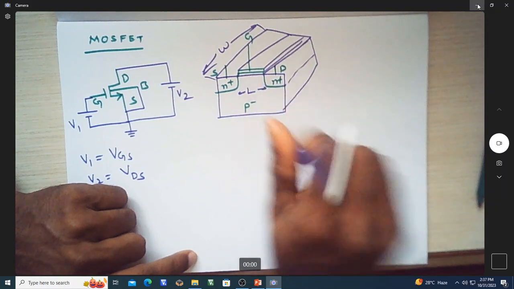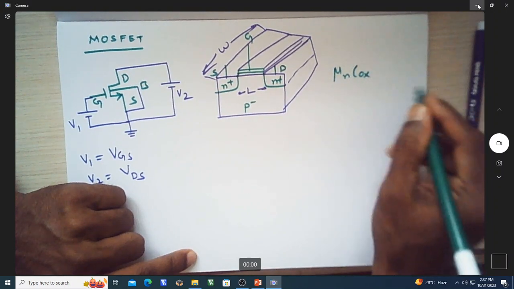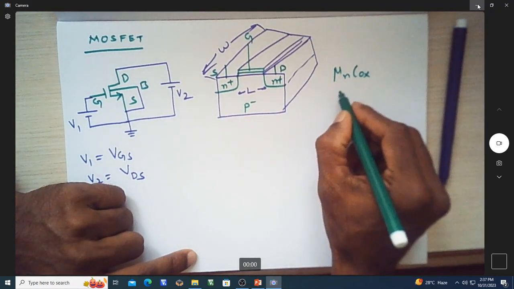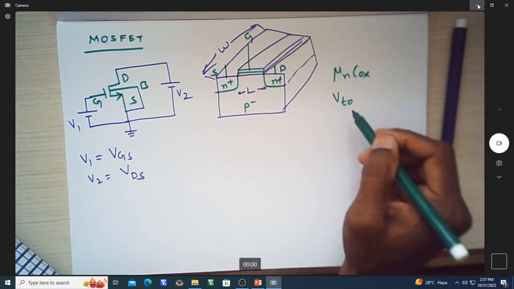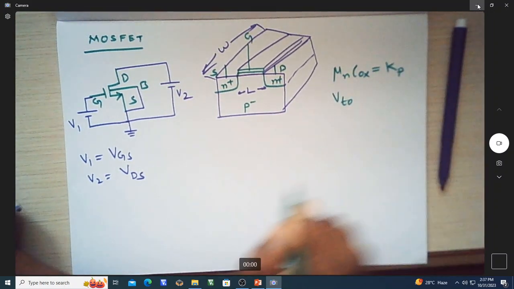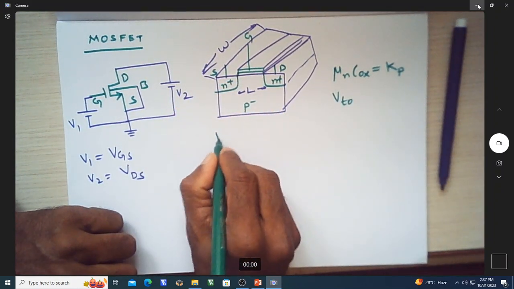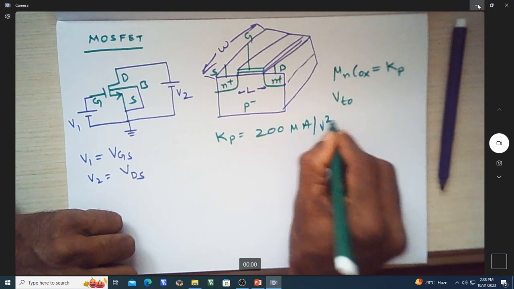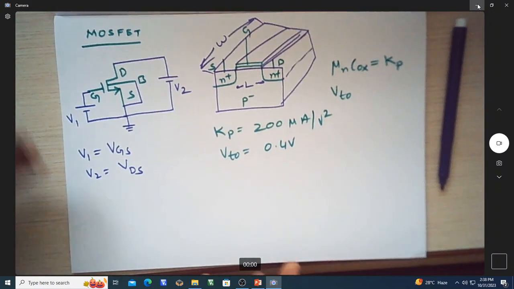And coming to other specifications of the MOSFET, it is going to have mu n Cox, where mu n is the mobility, Cox is the oxide capacitance, and we will also have threshold voltage VTO. So these are the important parameters we need to specify. Of course, this is also written as Kp, the transconductance parameter of the transistor. Now typically we will take the value of Kp as 200 micro ampere per volt square, and VTO can be 0.4 volt. These are the typical values.